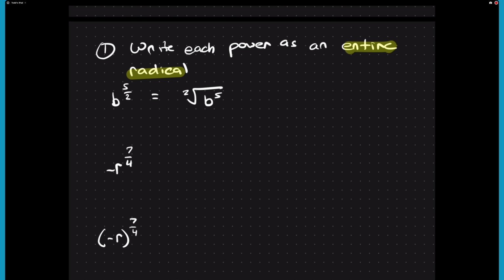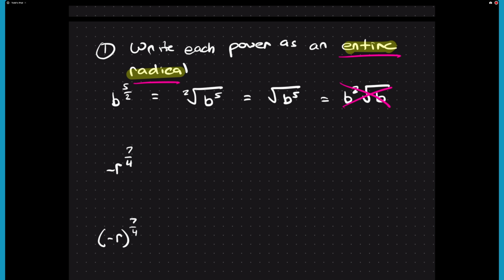Now we don't write down the 2 there. It's usually just represented like such. Now if they were asking me to write this as a mixed radical, remember I could pull out basically a b squared, leaving me a b in the middle. But right now, they don't want it in that form. They want it written as an entire radical.